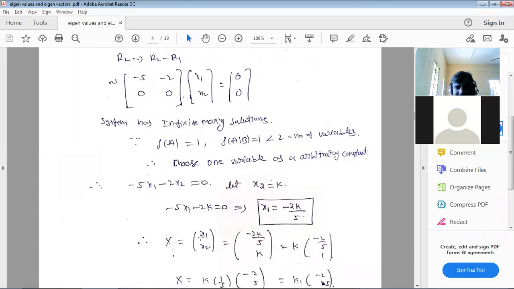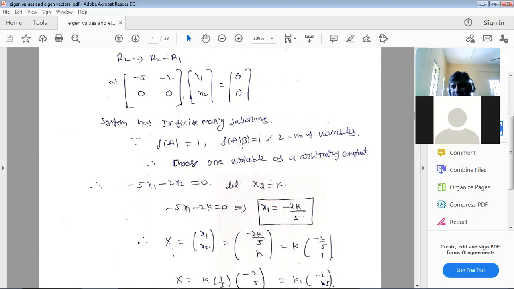Therefore, what is x? x1, x2. x1 is minus 2k by 5, x2 is k. Take k outside: minus 2 by 5 comma 1. These are the eigenvectors of the given matrix A. We say there are infinitely many solutions, but we are getting only one here. So k is equal to 1: I get minus 2 by 5 comma 1. K is equal to 2: minus 4 by 5 comma 2. How many eigenvectors are we getting? Infinitely many eigenvectors corresponding to lambda 1, lambda is equal to 6.